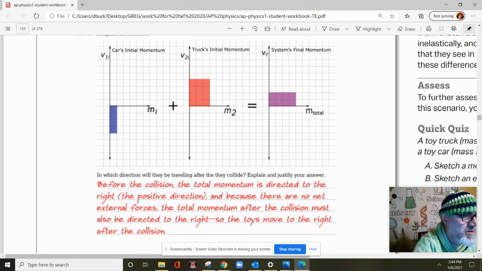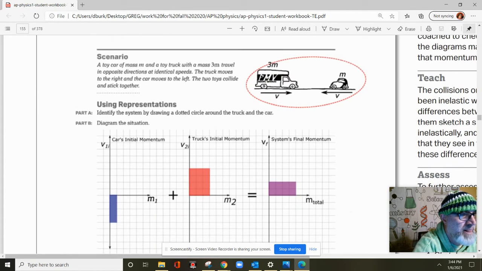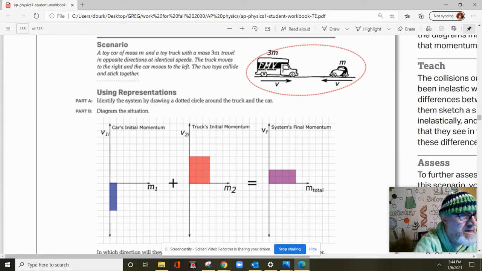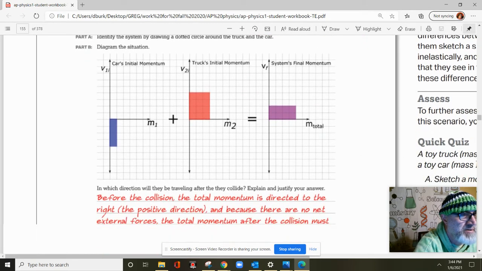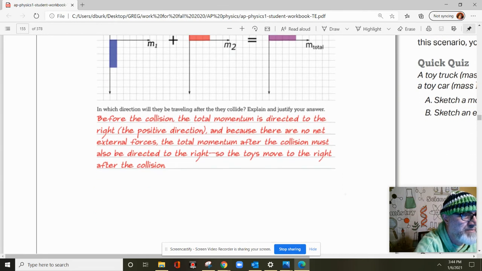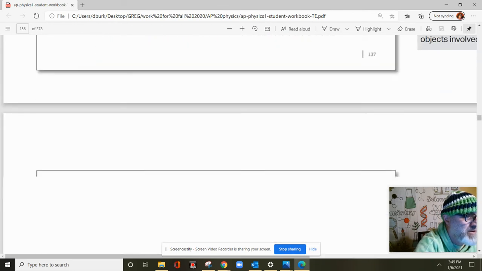In which direction will they be traveling after they collide? I'm thinking the momentum is positive after the collision, so the direction is positive. Oh, look at me. I got it right.